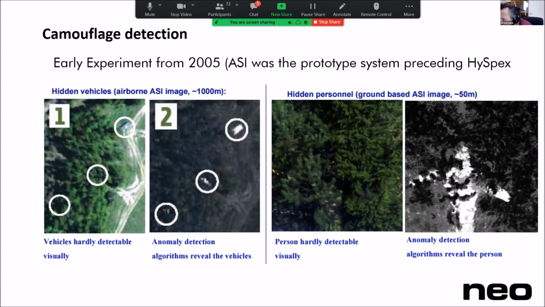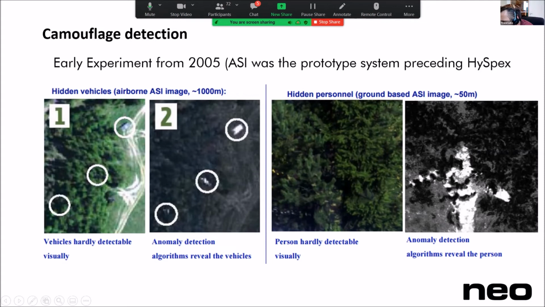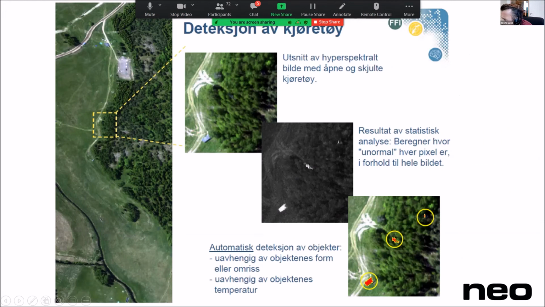Camouflage detection. I think this experiment was from 2005, where we flew a military campaign in Sweden, detecting hidden military targets together with FFI. We called HySpex ASI in the past, Airborne Spectral Imager. This is from the same campaign, but the slides are from FFI.